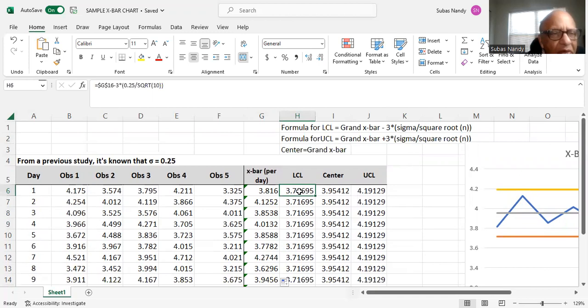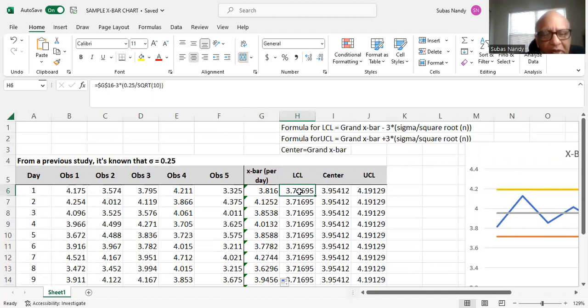Minus 3, then multiplied by, the asterisk sign on top of number 8 on the computer, in parentheses 0.25 divided by square root of 10. SQRT means square root of 10. N is 10 because I have 10 days of data.